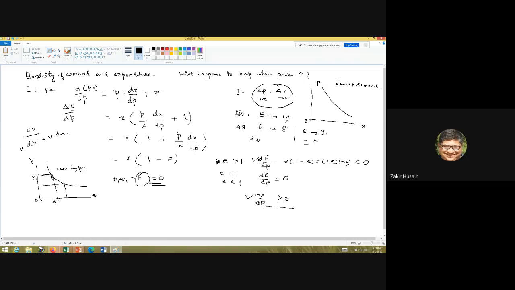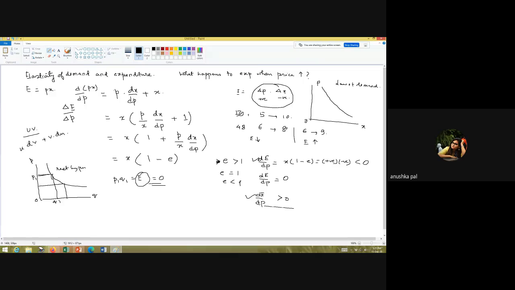Will not change significantly. So look over here. In one case, demand has fallen from 10 to 8, and here it has fallen from 10 to 9. Which is more elastic? The first one, when it fell to 8. So it's more elastic when expenditure falls with a rise in price.